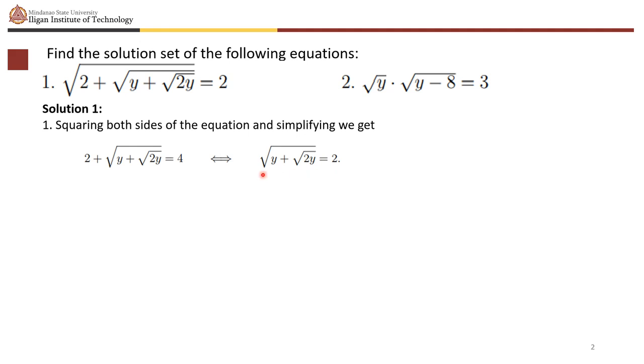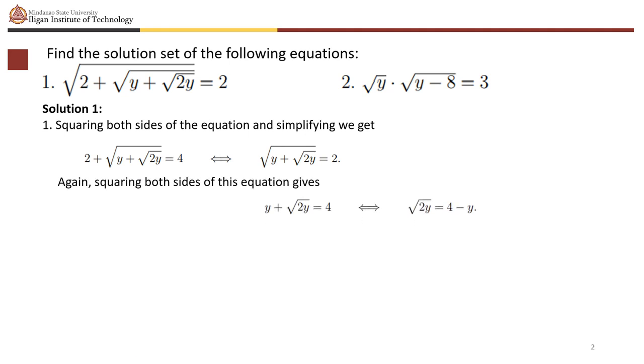And then we square this one again so that we will have y plus square root of 2y equals, when you square 2, that will give you 4. So we have the following here. You square both sides. You have that one. That is, you get rid of the outer radical sign there.